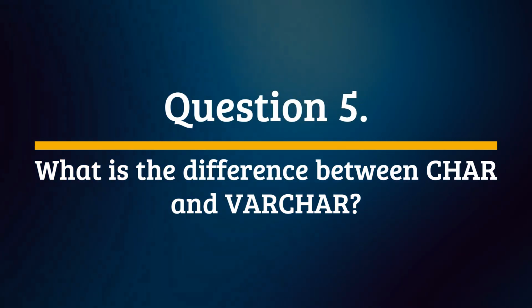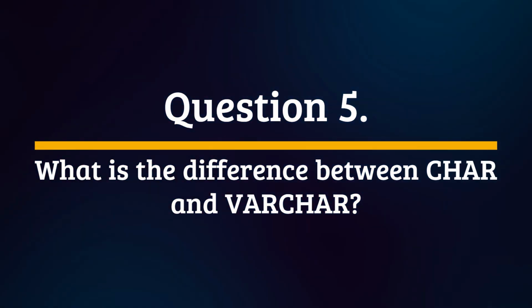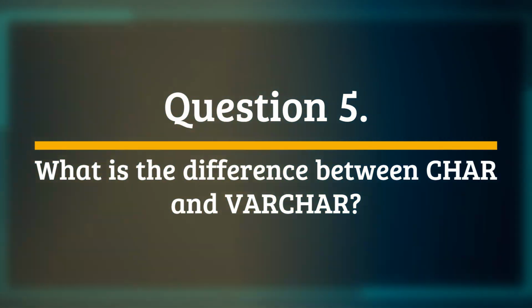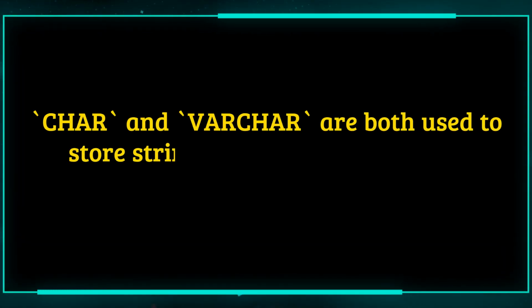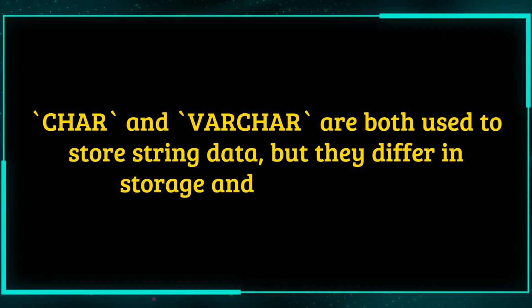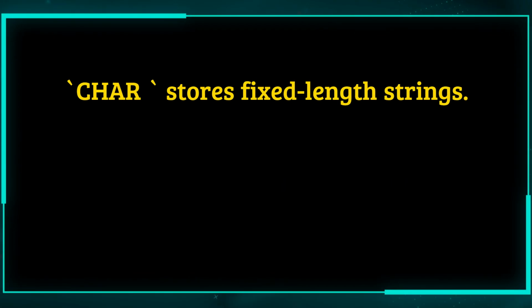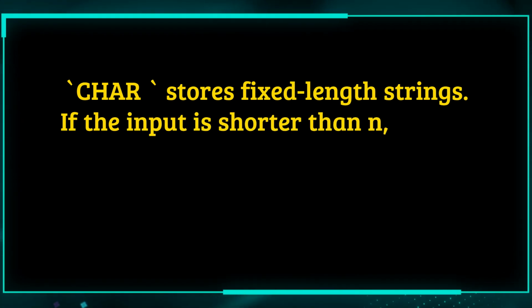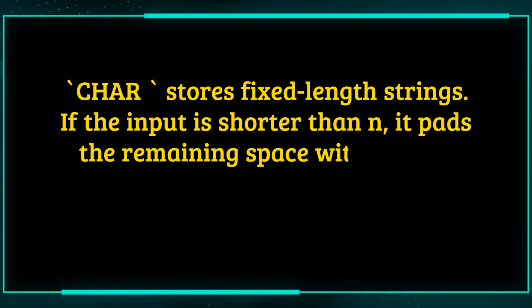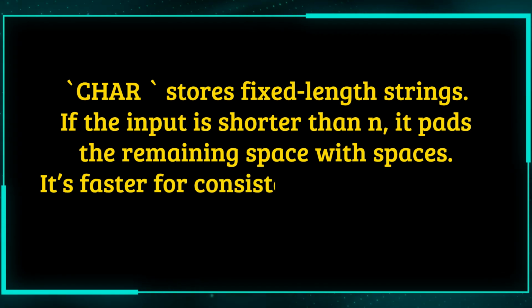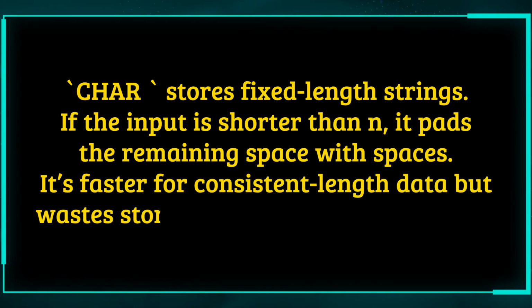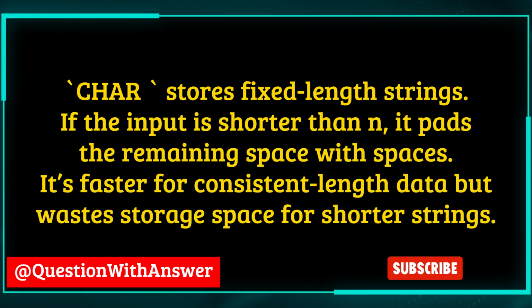Question 5. What is the difference between CHAR and VARCHAR? Answer. CHAR and VARCHAR are both used to store string data, but they differ in storage and performance. CHAR stores fixed-length strings. If the input is shorter than n, it pads the remaining space with spaces. It's faster for consistent length data but wastes storage space for shorter strings.